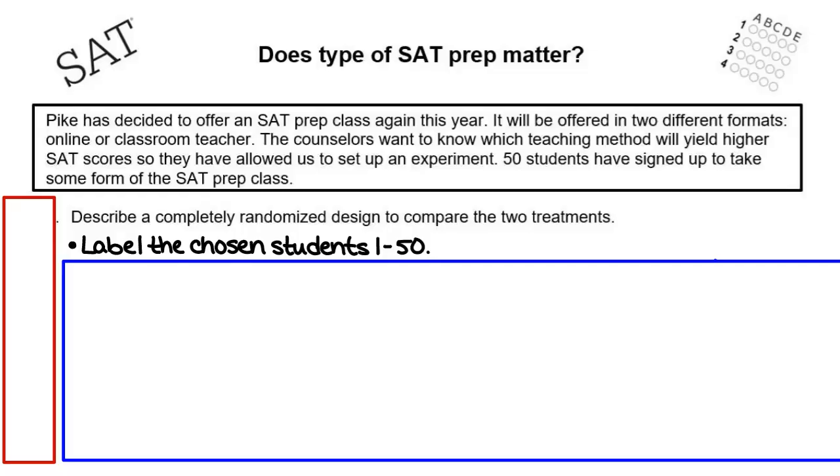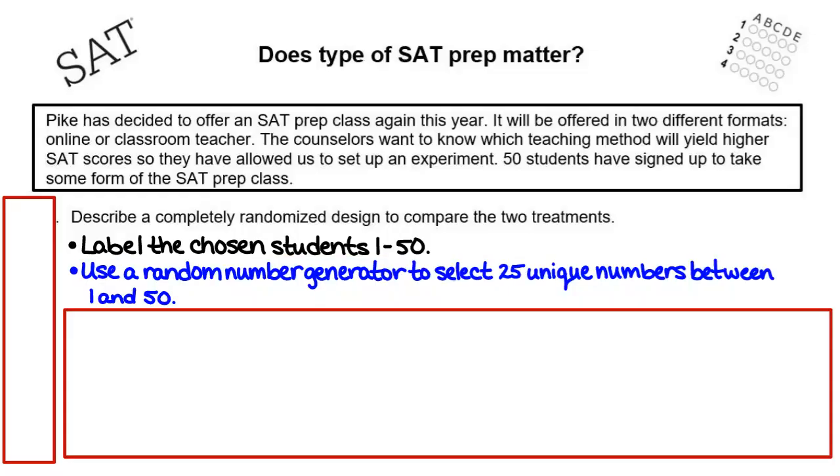What's important about those 25 numbers? They're all unique. They're non-repeating because we don't want to pick the same student twice. So use a random number generator to select 25 unique numbers between 1 and 50. We have to give the lower and the upper boundaries here as well. So we label the students 1 to 50. We use the random number generator with numbers between 1 and 50 to select 25 unique or 25 non-repeating numbers.